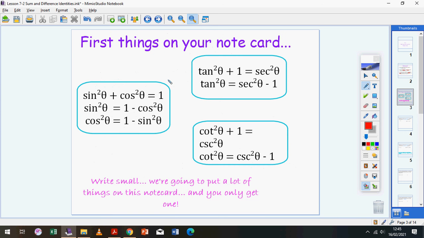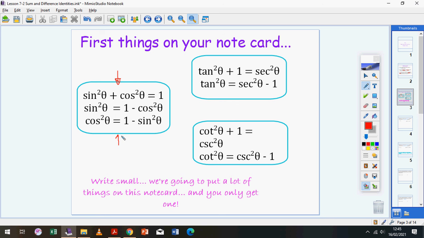So these are some of the formulas or identities that you're allowed to write on your note card. This one is from the Pythagorean identities. The first one is sine squared theta plus cosine squared theta is equal to 1. I'll give you cardboard papers in class tomorrow. You can write these formulas on them.